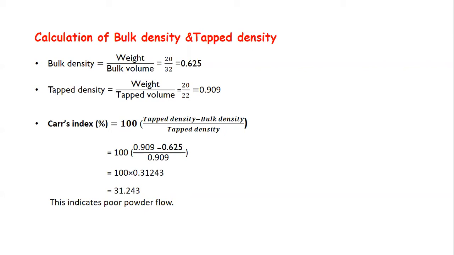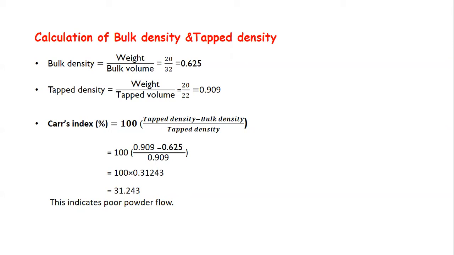And also the density is inversely proportional to the volume. That's why tap volume is less than the bulk volume, and hence tap density is always greater than bulk density, but tap volume is always less than bulk volume. So we remember this concept.